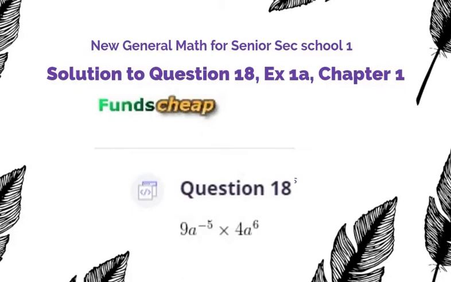Welcome guys. In this particular video we'll be solving question 18 under exercise 1A chapter 1 of your New General Mathematics for Senior Secondary Schools Book 1, and the question says 9a raised to the power minus 5 times 4a raised to the power 6.